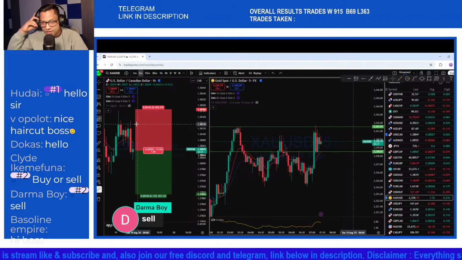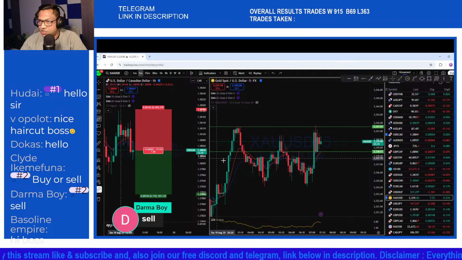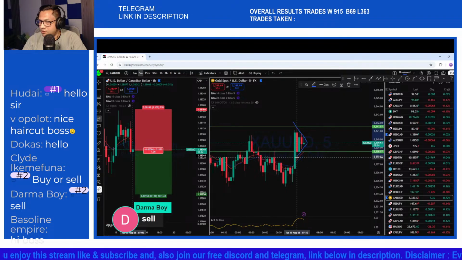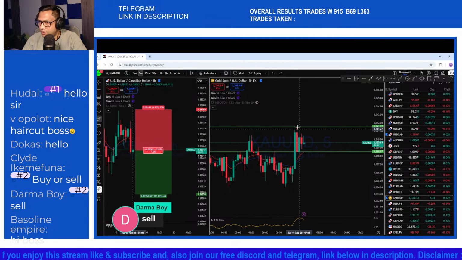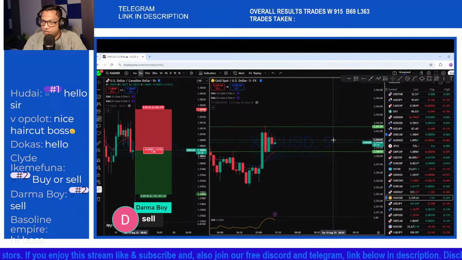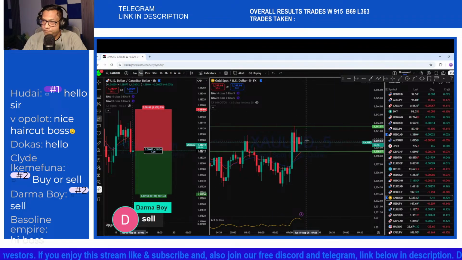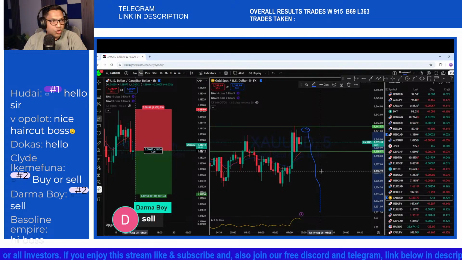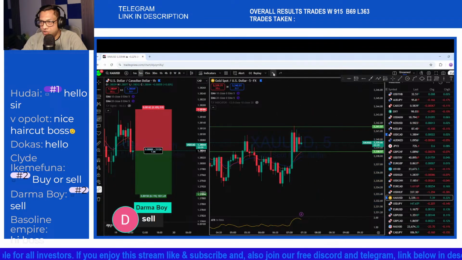All right, so let's see here. You can see there is a triangular pattern formation in this area. What we can expect from this triangular pattern is that the market could possibly see the liquidity grab and then trend in the major direction here.